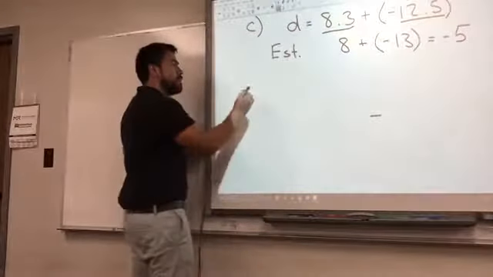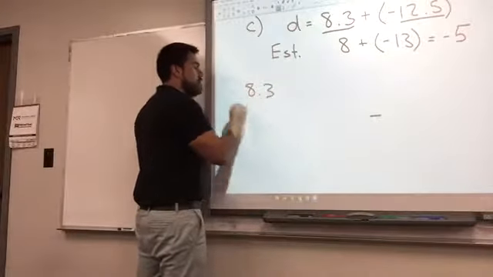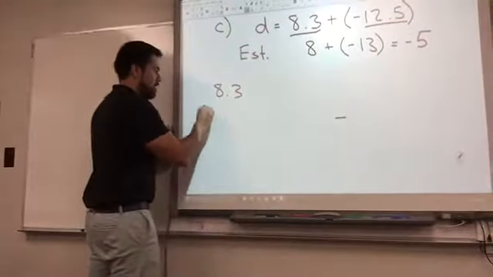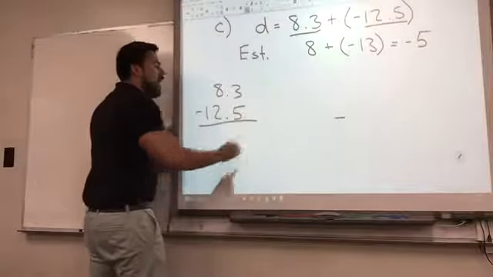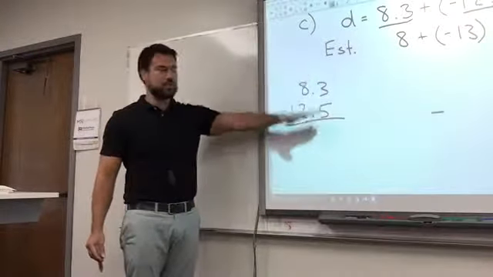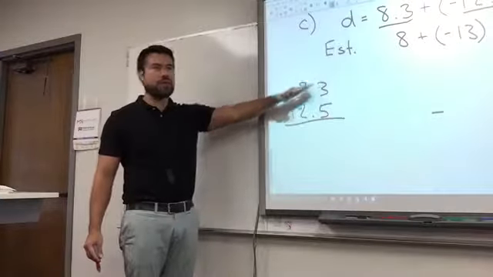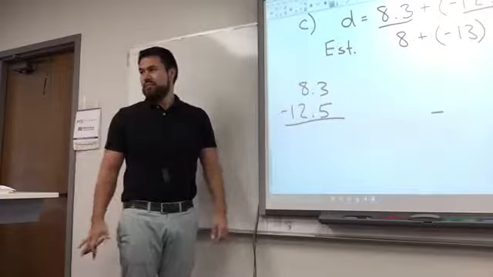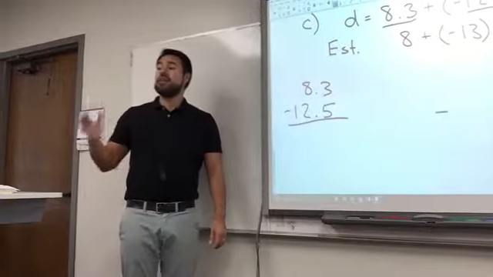Some people do this. 8.3 minus 12.5. Now, why are you not allowed to do it like this? You're not allowed to do it like this, and you shouldn't do it. It's going to get you a wrong answer. Why should you not do it this way? Someone see it? Yes, Murphy? Because the 12.5 is supposed to be on the top.